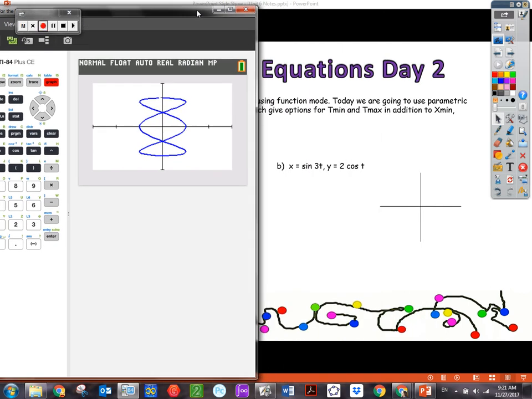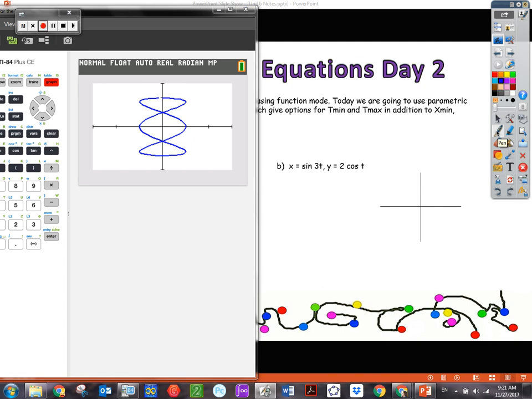So let's sketch that graph. Looks like we still have 2 up and 2 down and 1 to the side, but we have an extra little curve. Okay, and that's all I'm looking for, just a little sketch.